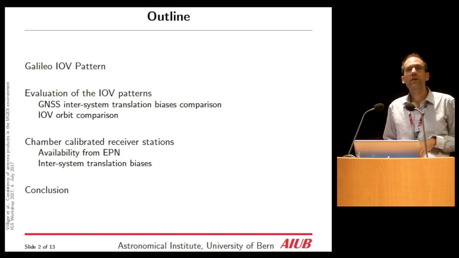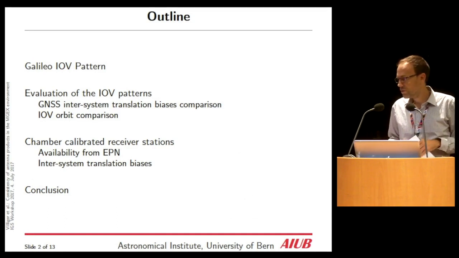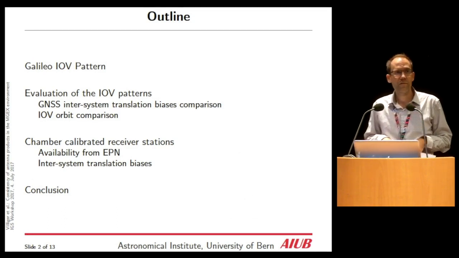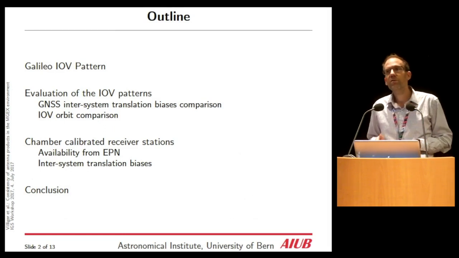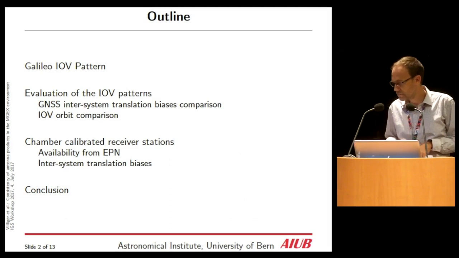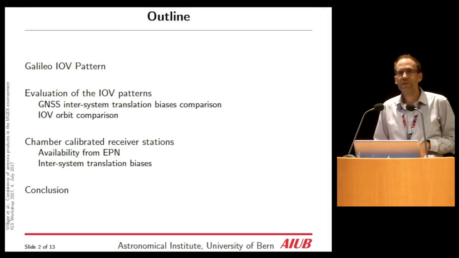And in the second part, as there are chamber calibrated receivers available from the UREF network, which have the full frequency spectrum, so we also have the L5 for Galileo, I made some PPP tests to see what the impact is if we use the L1, L5 patterns instead of L1, L2, as the L5 is not available.